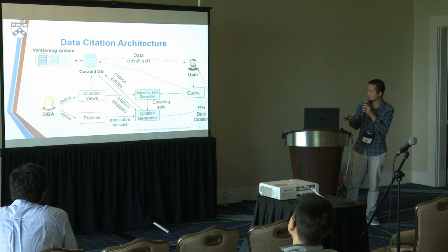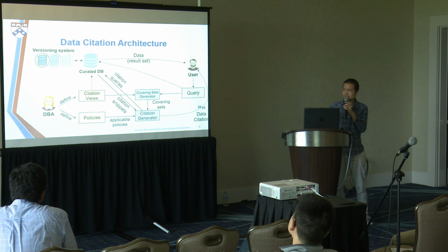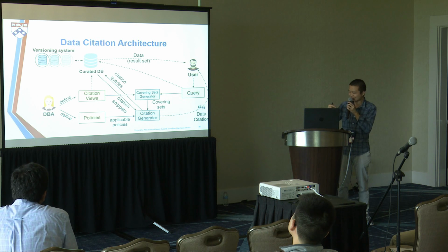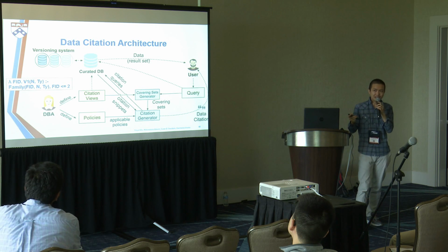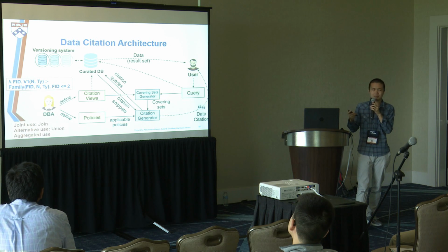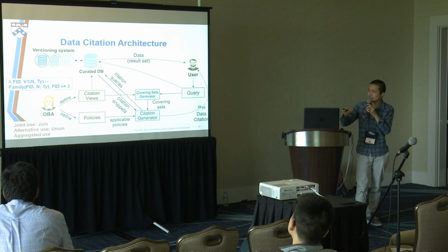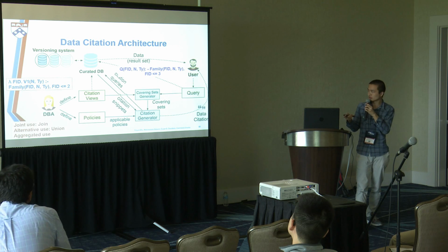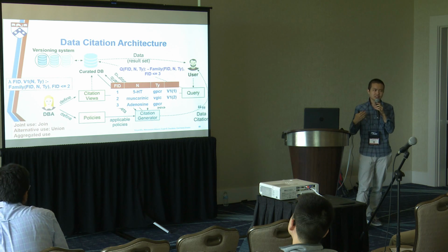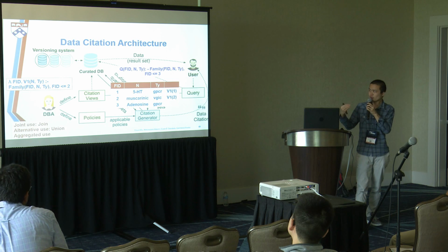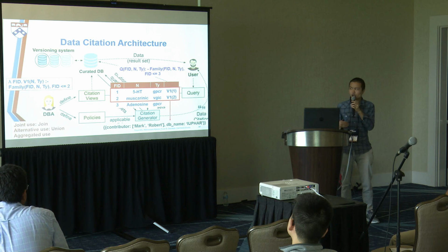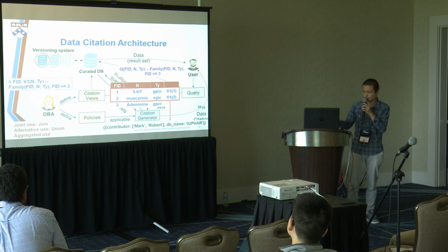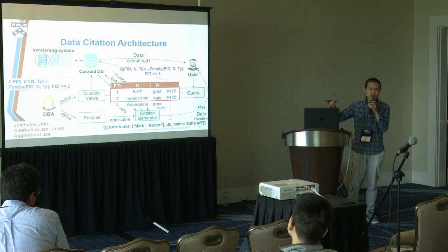Let's go back to this architecture figure, and I will illustrate the citation generation process again. In the very beginning, the DBS will define some citation views and policies for alternative use, joint use, and aggregate use. For a given user query, our system will do some reasoning to generate the query result along with the annotations. For some tuples selected by the users, our system will generate such formatted citations by using the definition of the citation views and policies.